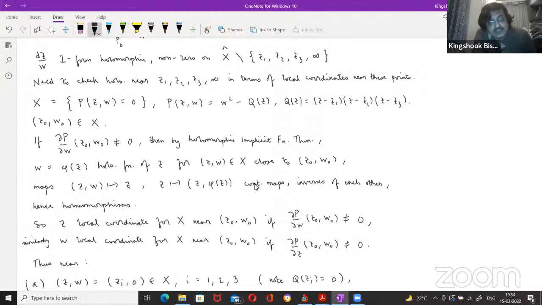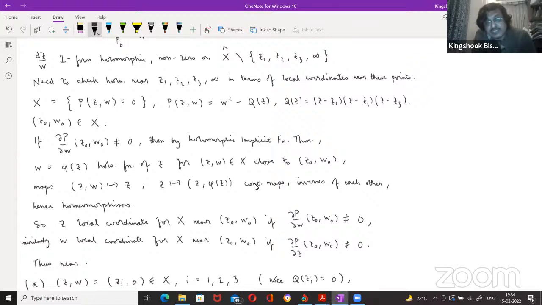What that means is if I look at the projection map, (z, w) maps to the first coordinate z, then this has an inverse, z maps to (z, φ(z)), because w is equal to φ(z). So these two are continuous maps which are inverses of each other. Therefore they are homeomorphisms in a neighborhood of (z0, w0). So that means that the z coordinate is a local coordinate for this Riemann surface near the point (z0, w0), if ∂p/∂w is non-zero.